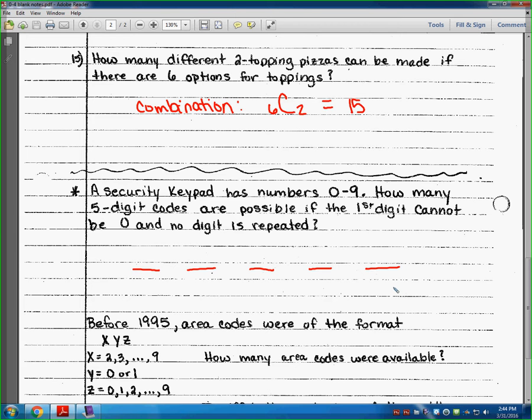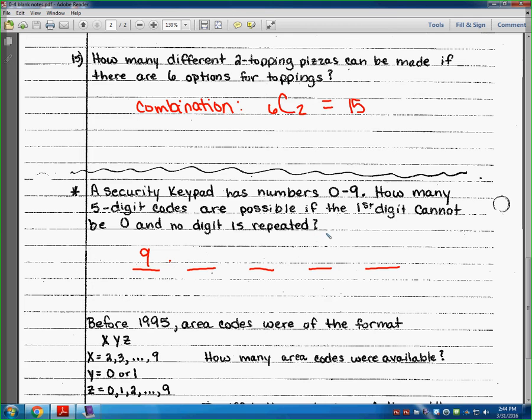Then they gave us some stipulations. They said there's 0 through 9 on the keypad. How many 5-digit codes are possible if the first digit cannot be 0? So how many options do we have in between 0 and 9? That's 10 options, right? But they said this one can't have 0 in it. So really now I'm down to 9 options for this first answer. There's 10 digits in between 0 and 9. Oh, can't have 0. So really I'm down to 9.